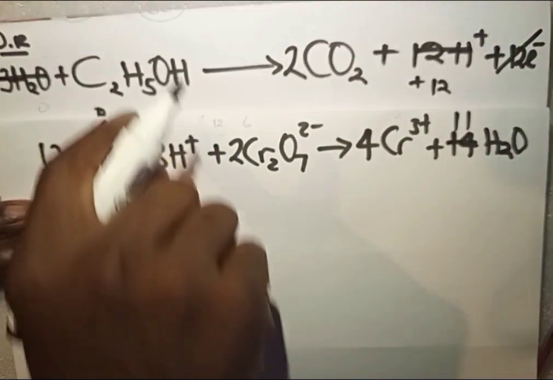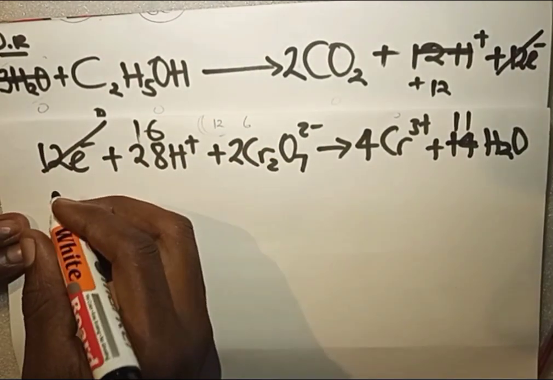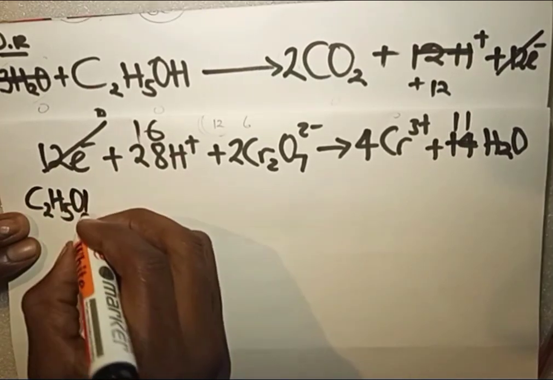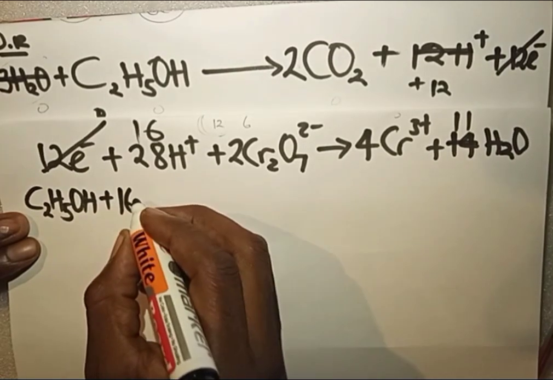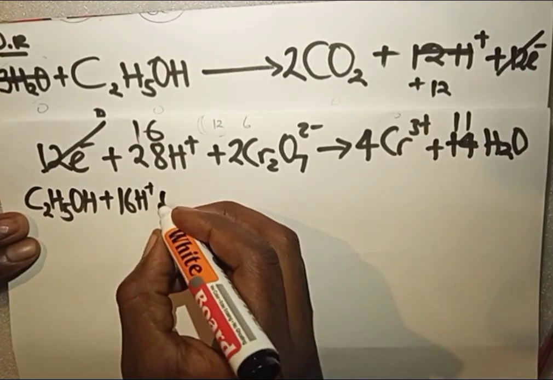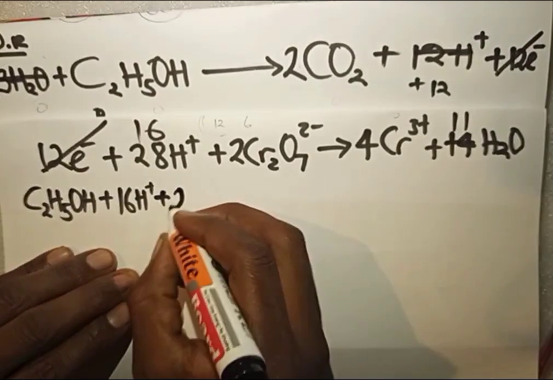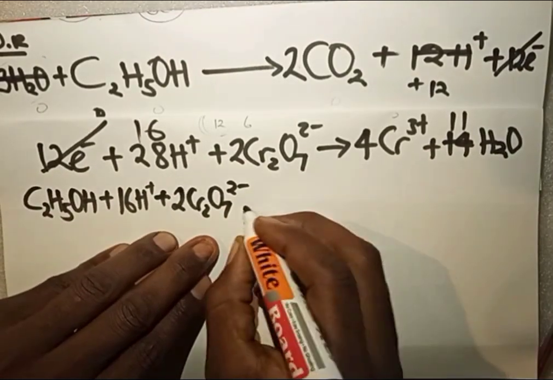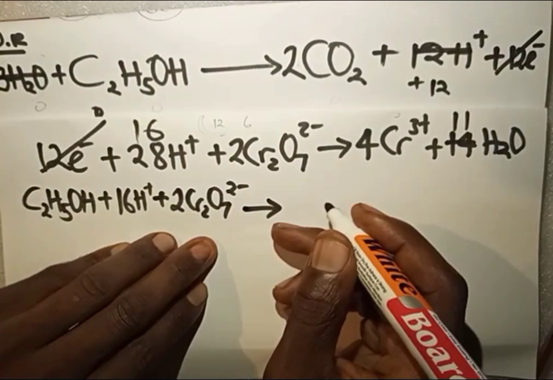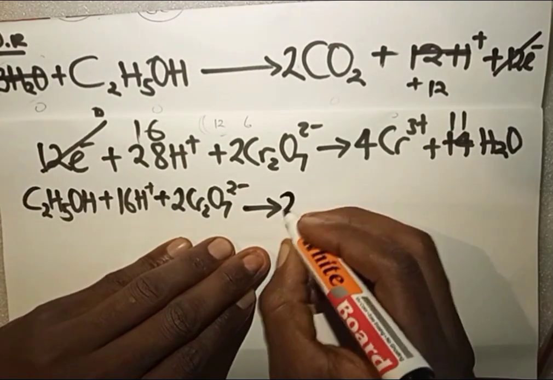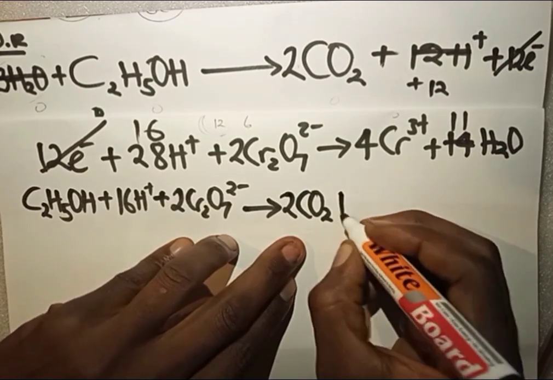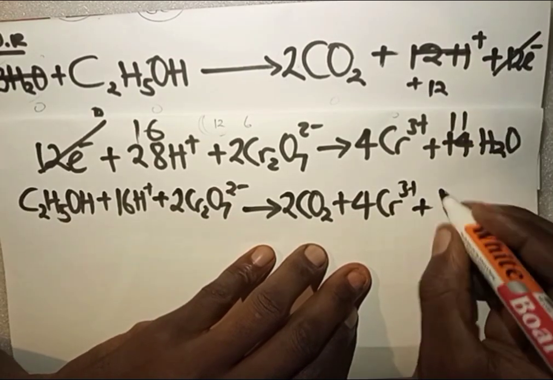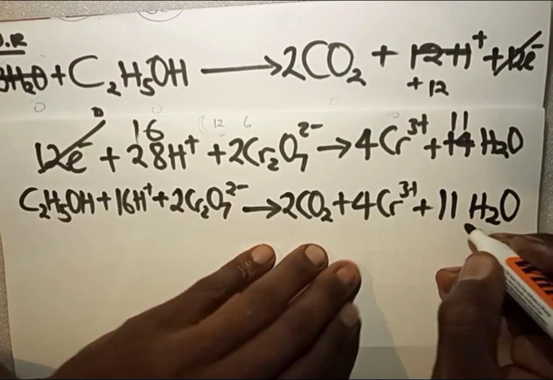Now, we can write the whole equation together. So what are the reactants? 1, 2, 3. We have the organic compound plus 16 hydrogen ions plus 2 chromium negative 2, which equals, the reactants are done. We've added all the reactants. The products we're having, it is 2 plus 4 chromium ions plus they are now 11 water molecules.